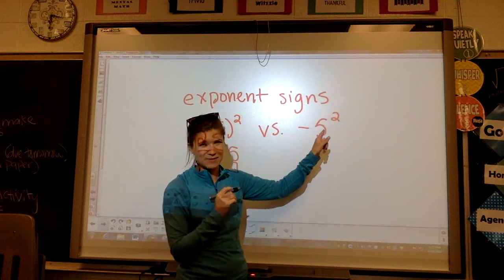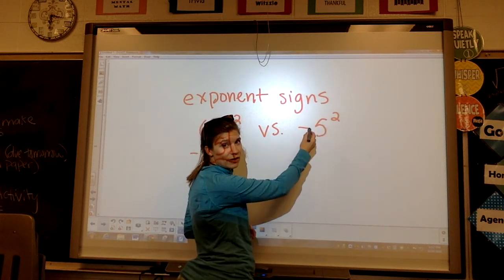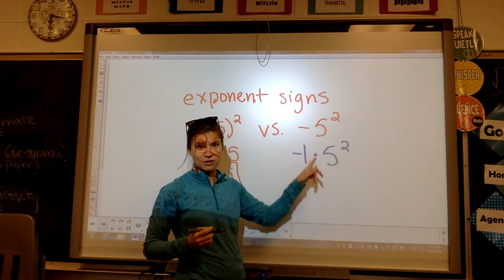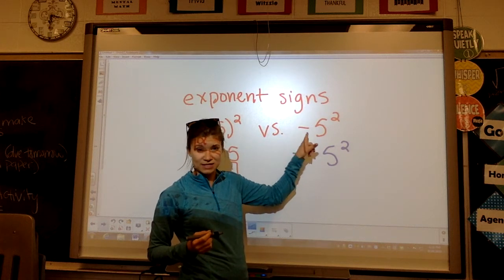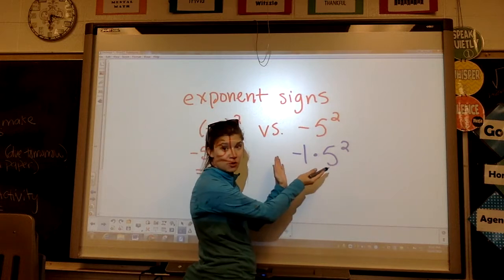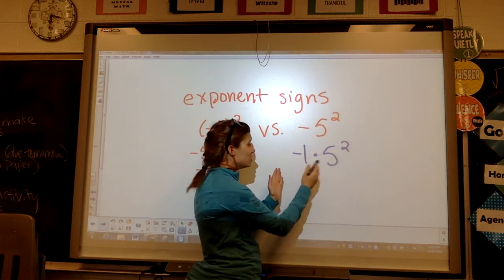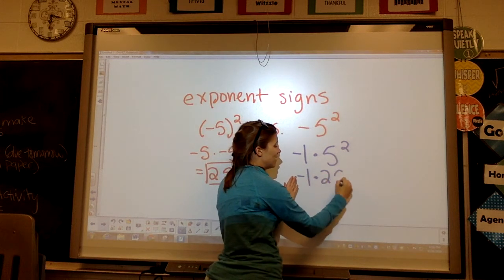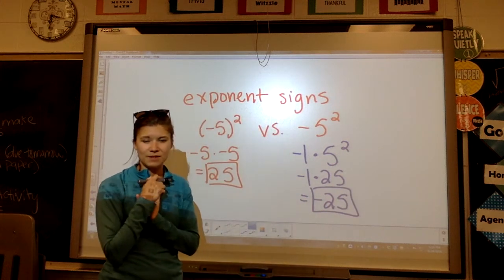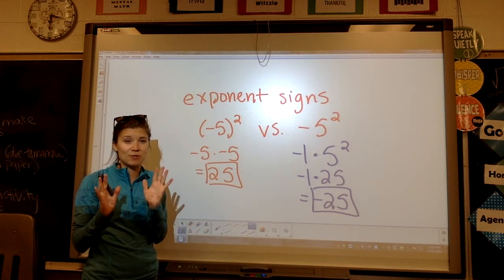The best way I think to think about this one is that this negative is not being squared. It's almost as if you had -1 times 5 squared. Just the 5 is being squared, not the negative, because the negative is not in parentheses. So if we're doing order of operations, we have to do the 5 squared first, right? Which is 25. So we're really doing -1 times 25. So our answer in this case is -25. Okay, so they're very different. It's a really big distinction. So we want to really keep that in mind.